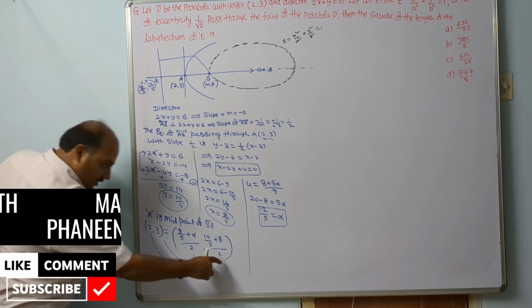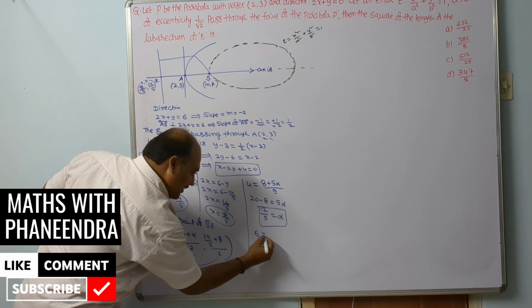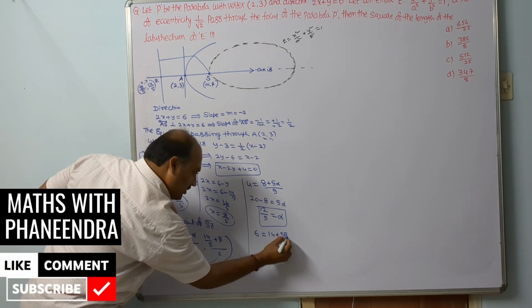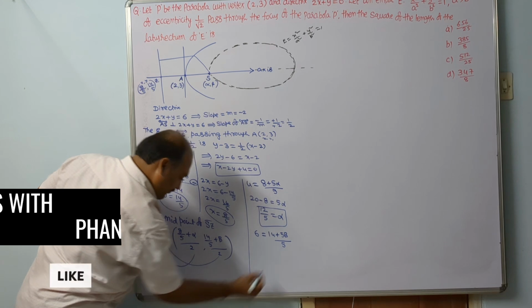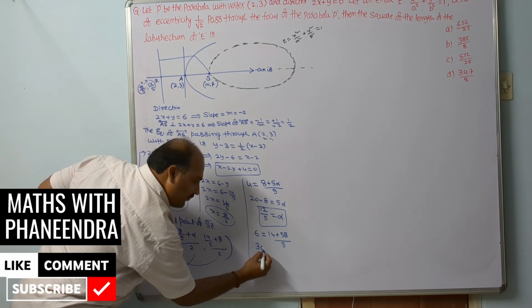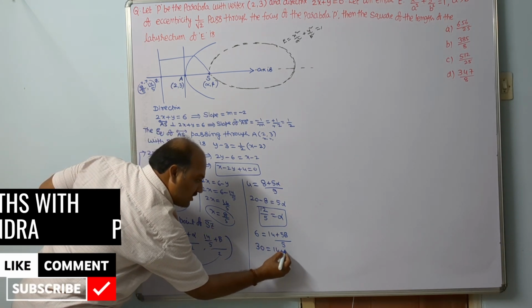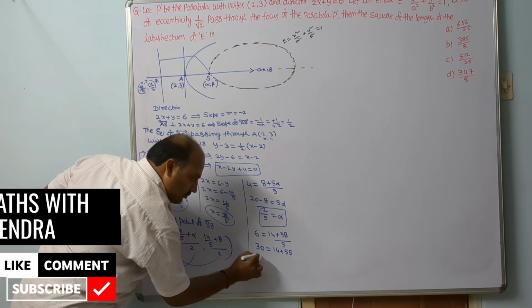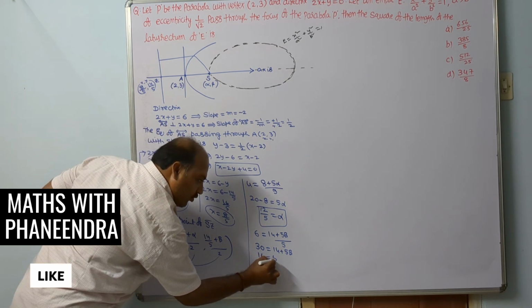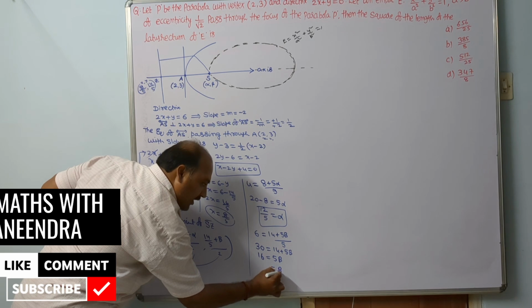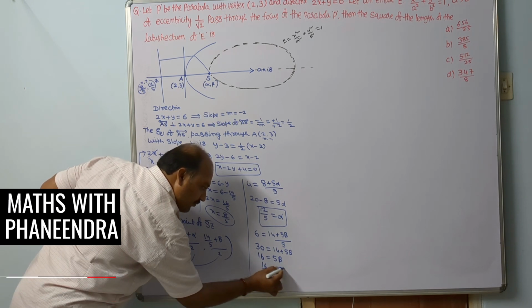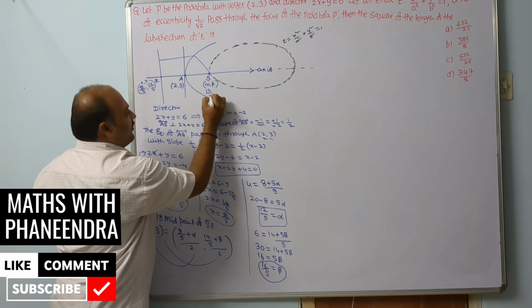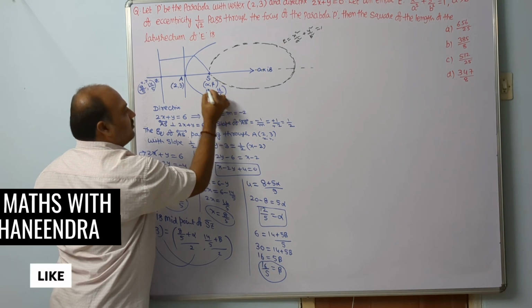Similarly, equating 3 to the 6: 6 is equal to 14 plus 5 beta divided by 5. 5 sixes are 30 equal to 14 plus 5 beta. 30 minus 14, 16. 16 equal to 5 beta. So beta equal to 16 by 5. So alpha and beta values we got: 12 by 5, 16 by 5.